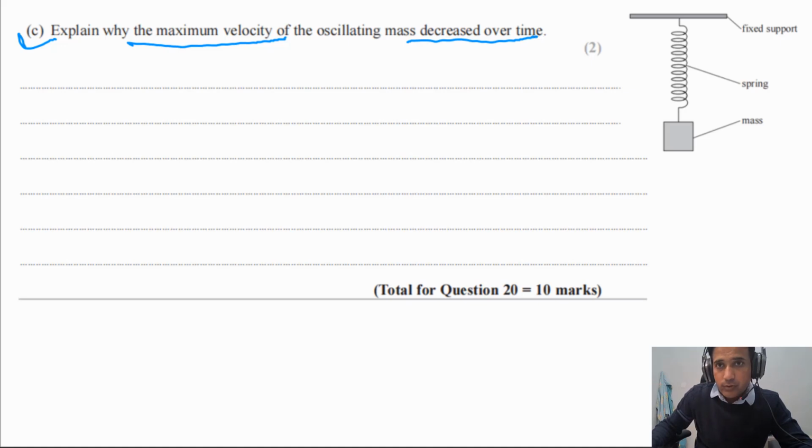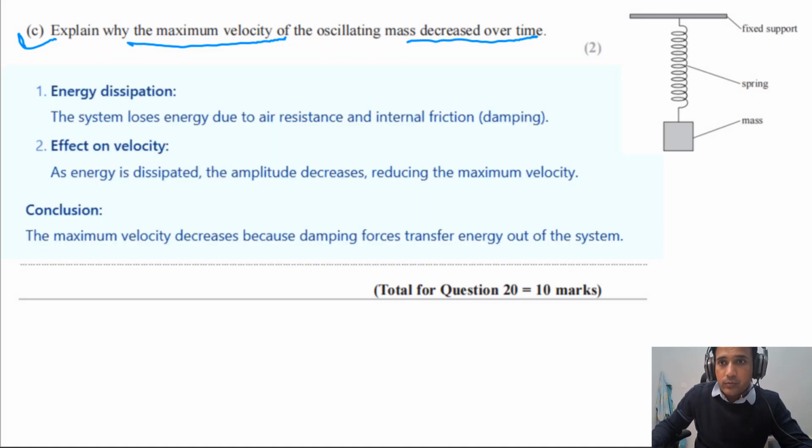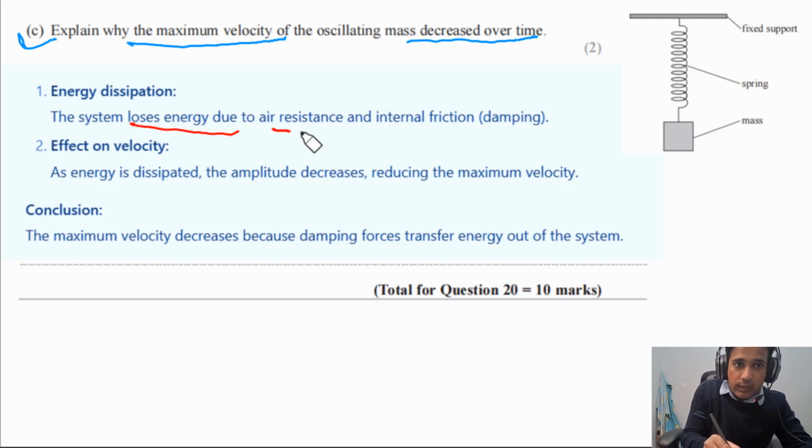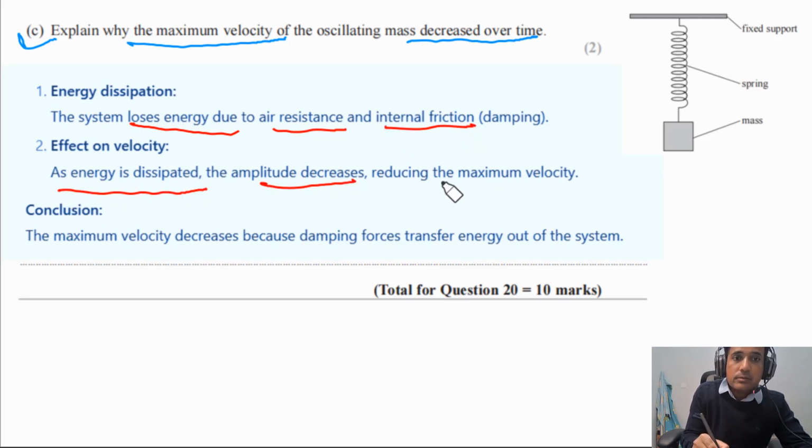So these are the points you need to understand. Now let me show you the answer. In the answer, you can write down these points. First point, you can say the system loses energy due to air resistance and internal friction. As energy is dissipated, the amplitude decreases, and of course velocity will also decrease. This is how you can answer.